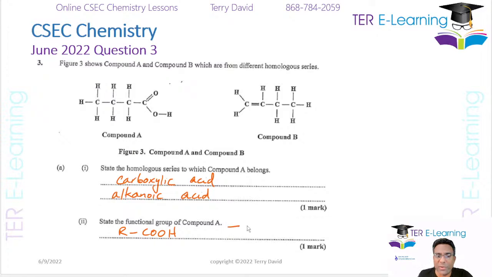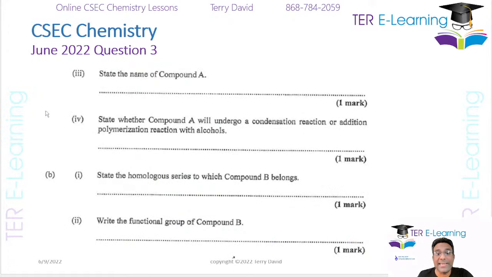Some of you, if you had drawn it as well, you would also get a mark, right? So if you just draw this, you'll also get a mark. One mark for that. Next part, state the name of compound A.